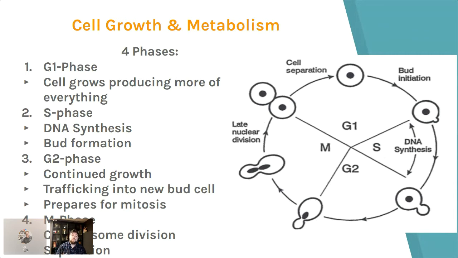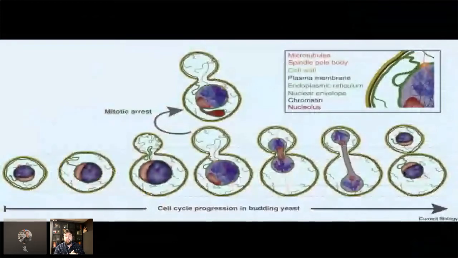During the G2 phase, we see growth continue, but more importantly, we see certain core organelles, certain core functional pieces of the cell start trafficking themselves inside of that new bud scar, or that new bud. And then during the M phase, the chromosomes fully divide, and we see the yeast cells separate into a new mother and daughter cell. And pictographically, we can see it occur right here.